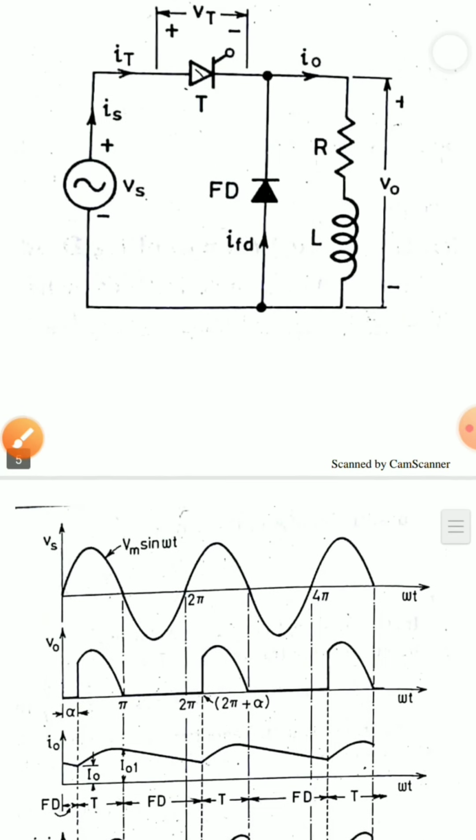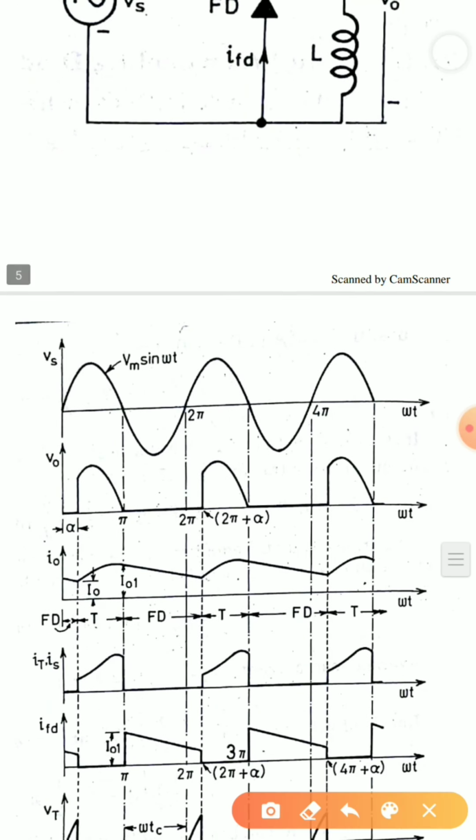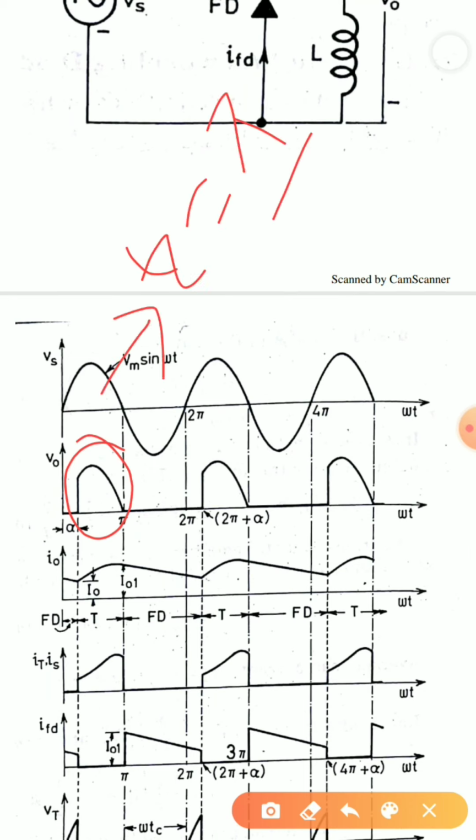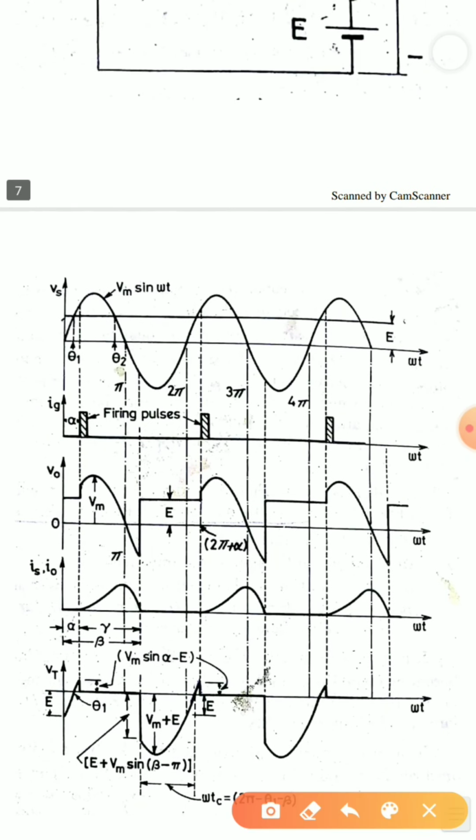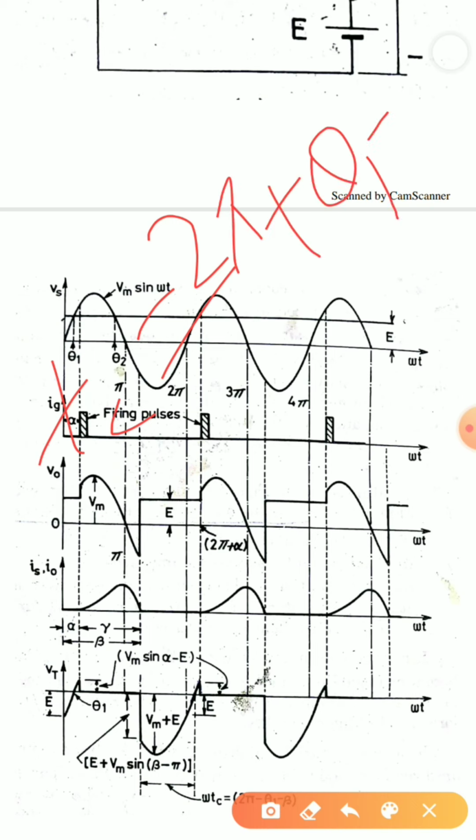Then we have RL load with freewheeling diode. The characteristics are almost similar to that of an R load. Therefore, TC is equal to pi by omega in this case as well. Then the next thing that I am having is an RLE load. So in TC for RLE load, I can write 2 pi plus theta 1 minus beta by omega.